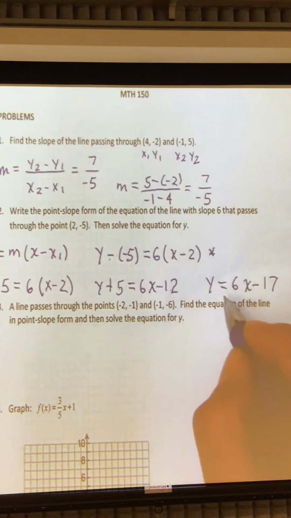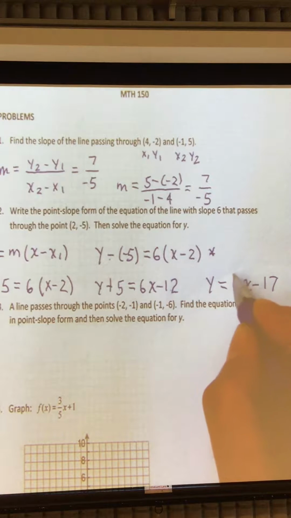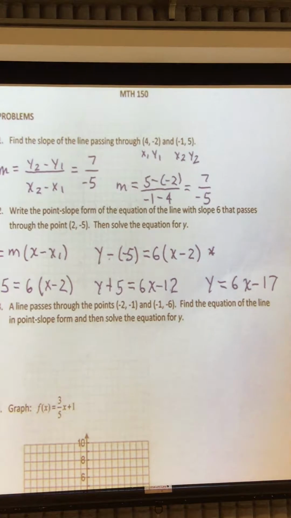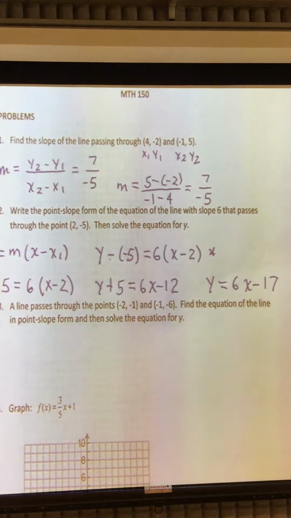And this is the slope-intercept form, where the slope is given here by the coefficient of x, which is 6, and this number here, -17, is where the line, when graphed, would cross the vertical axis.